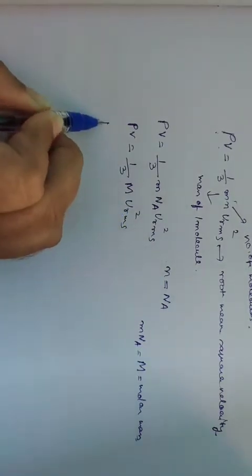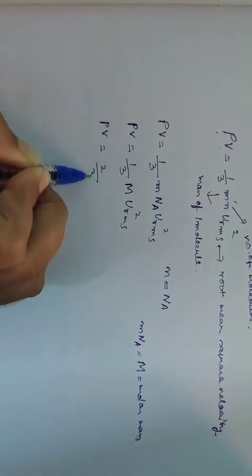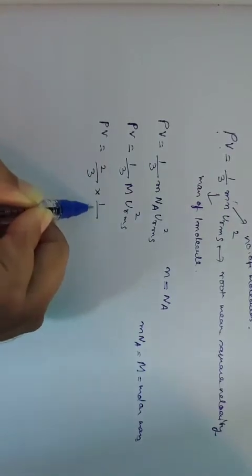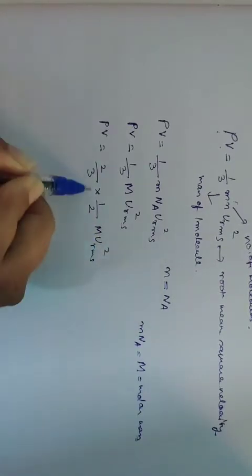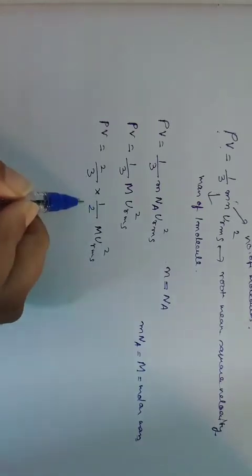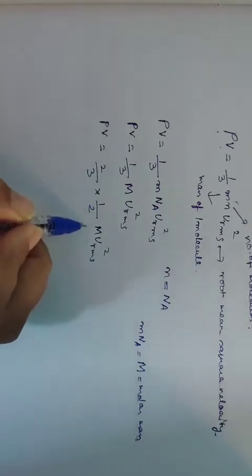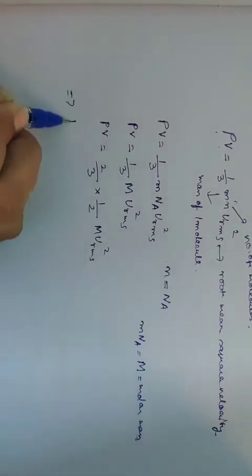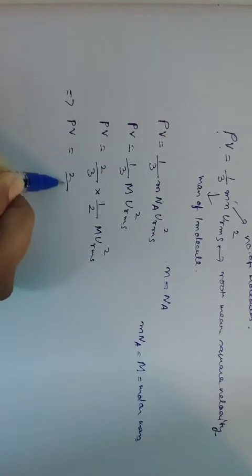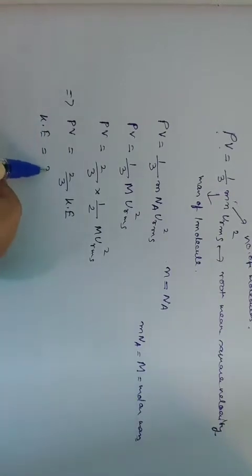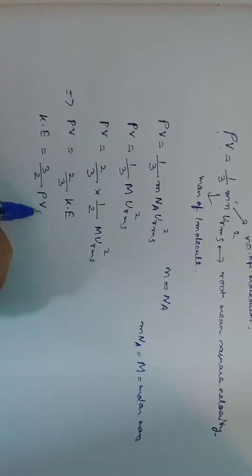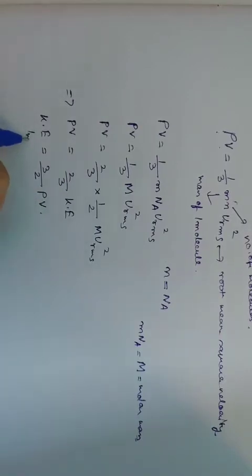Now if I write PV equal to 2 by 3 into 1 by 2 M u RMS square, we can write this expression in terms of kinetic energy. This is our kinetic energy. So we can write PV equal to 2 by 3 KE, that is kinetic energy. So kinetic energy will be 3 by 2 PV. This is for 1 mole.